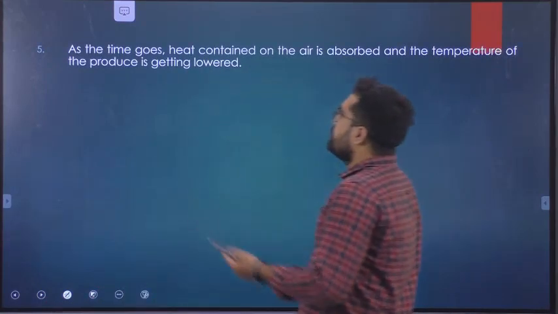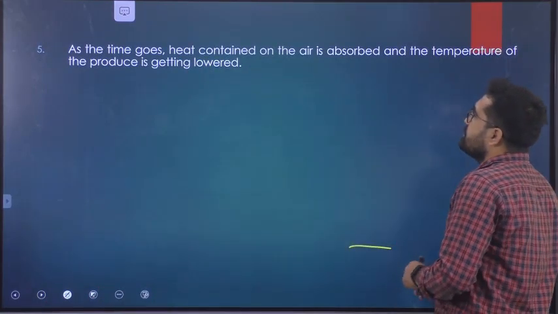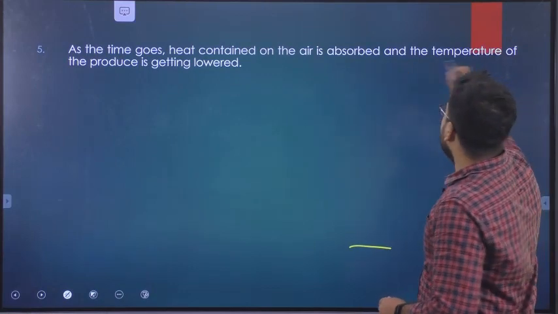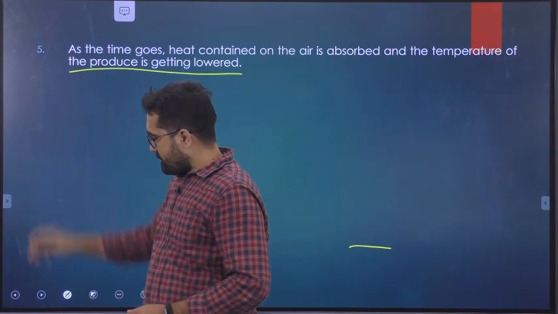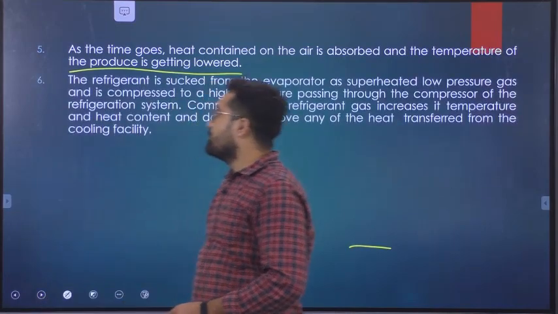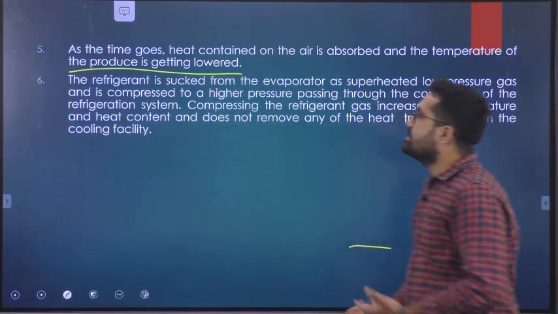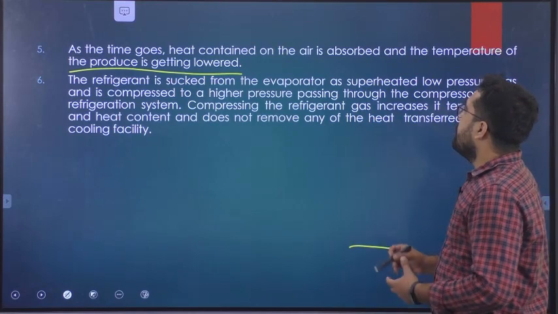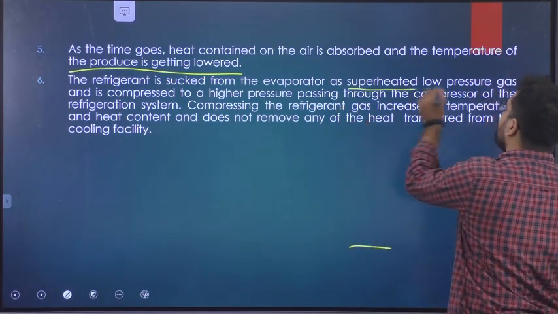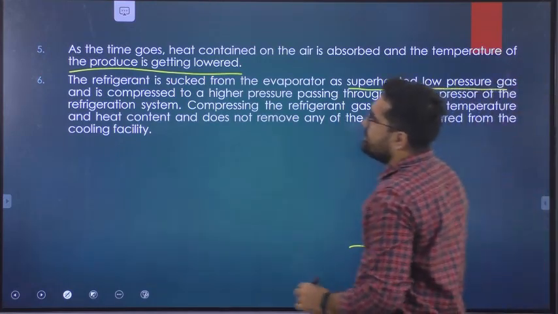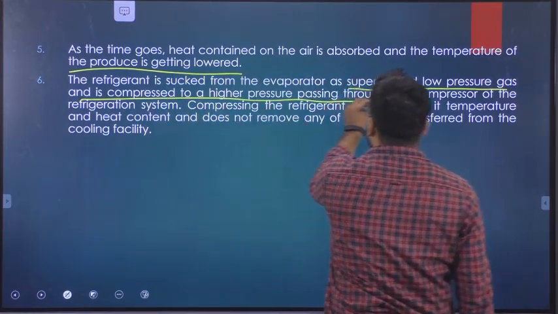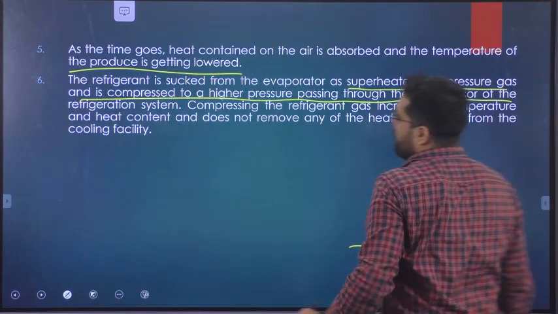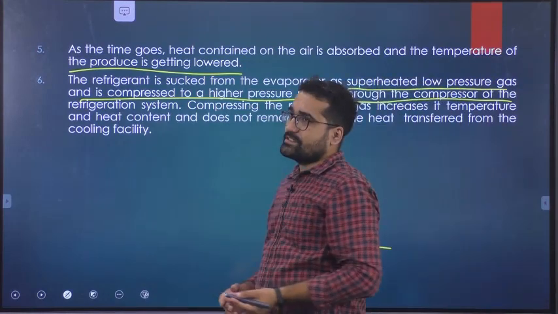As the time goes on, what happens? Heat contained in the air is absorbed and the temperature of the produce is getting lowered. Once the temperature of the produce is lowered, the refrigerant is sucked from the evaporator as a superheated low pressure gas and is compressed to a higher pressure, passing through the compressor. Now we are talking about the compressor or condenser.